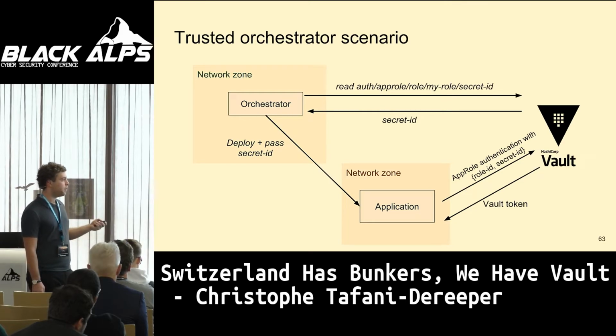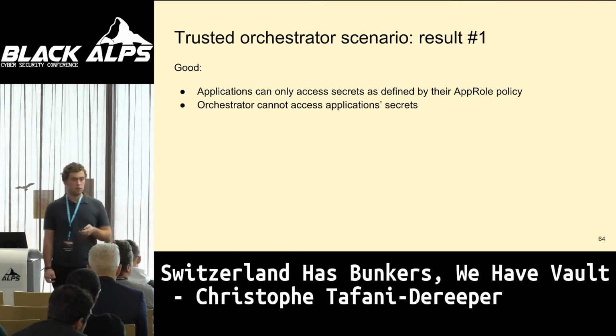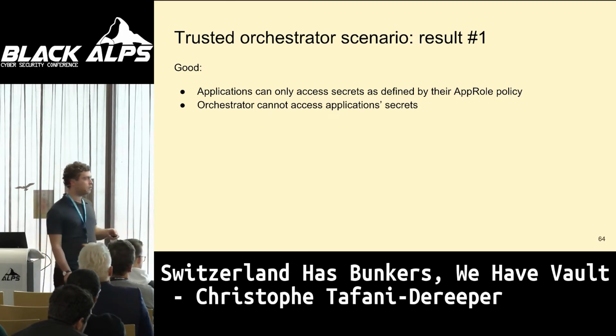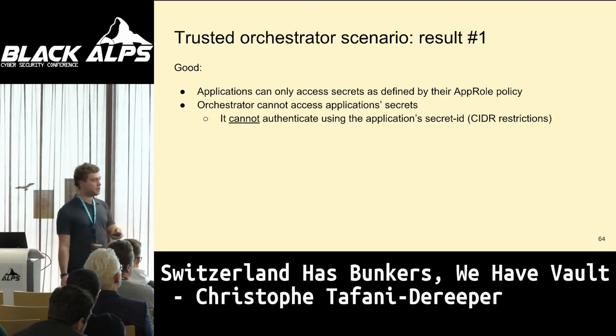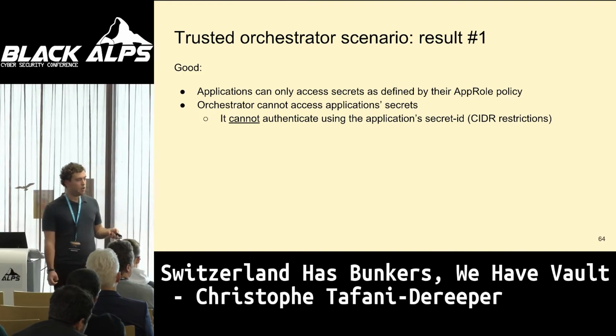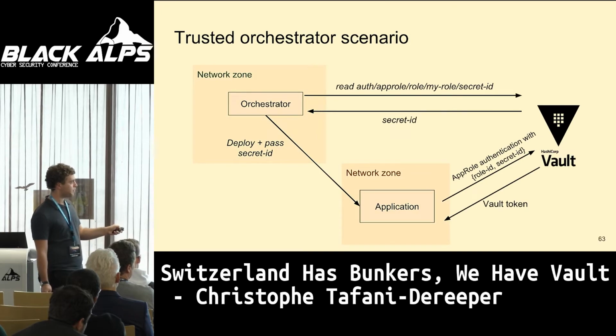So this is a nice solution because applications can only access what their app role allows them to read. So you have compartmentalization between your applications. The orchestrator cannot access the application secrets because it can only read the secret ID. So, okay, it cannot authenticate with the secret ID of the application because we set some restrictions on the app role. So we cannot log in using the app role from the orchestrator subnet. We can only log in from this network.